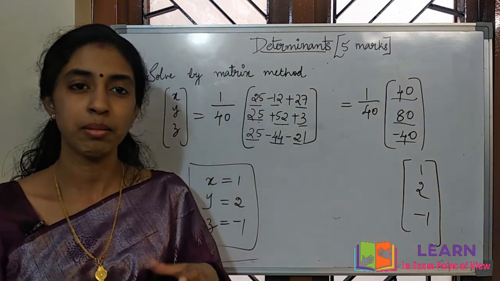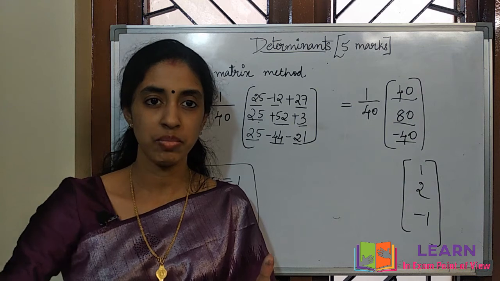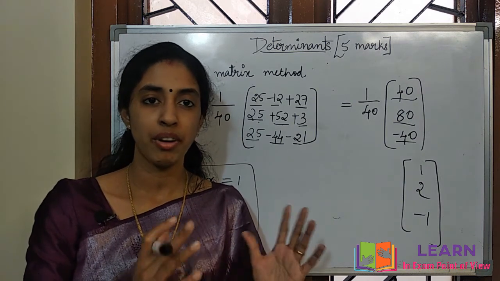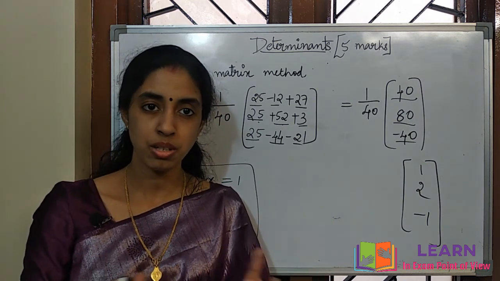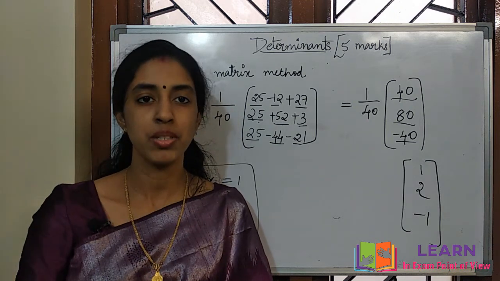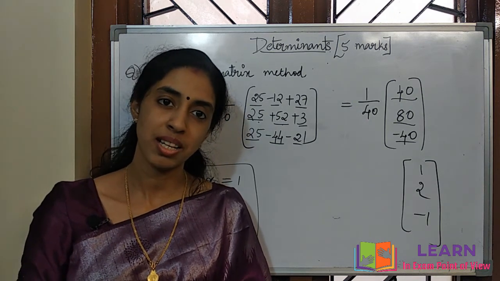Clear? I think it's a little bit lengthy. You should keep the steps in mind. First you should find the determinant A, then the adjoint A, then A inverse. There are some steps, so keep them in mind and practice.